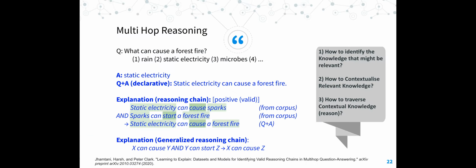Other things they can't do well is also multi-hop reasoning. Right? Unless the corpus directly says that static electricity can cause forest fire, great, the system will find it. But you have to reason that static electricity can cause sparks, and sparks can start a forest fire, and hence static electricity can cause a forest fire. Then no, it won't be able to get to it.